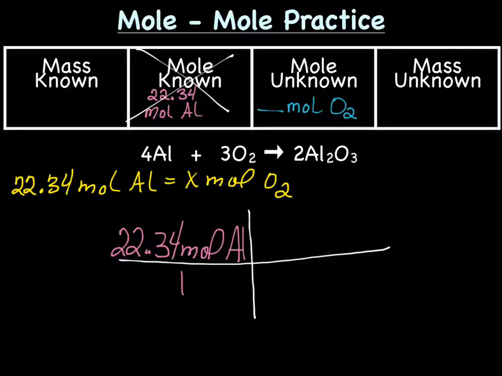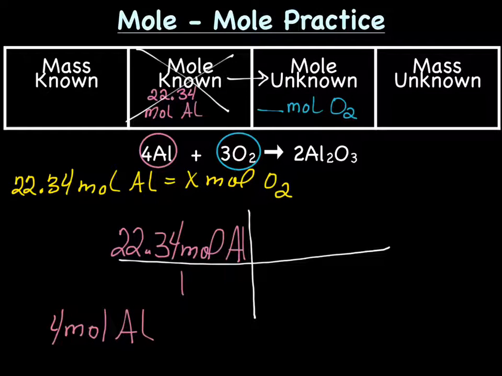So I've successfully completed that box. And now I want to go from the mole known to the mole unknown. To do that, I need to use the mole-mole ratio from the balanced equation. So going to my math problem, I know about mole Al, which is right here. 4 mole aluminum. And I'm trying to find out about oxygen. So I go to my balanced equation, and I see that that equals 3 moles of oxygen.